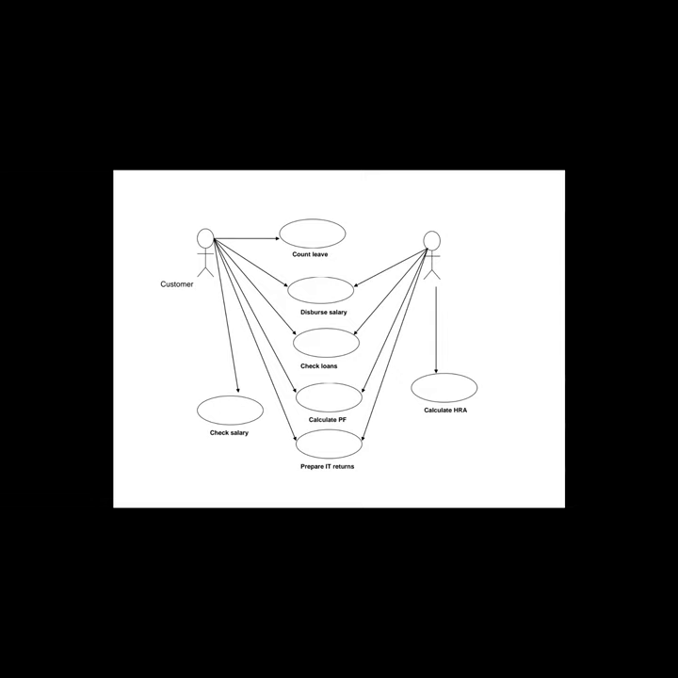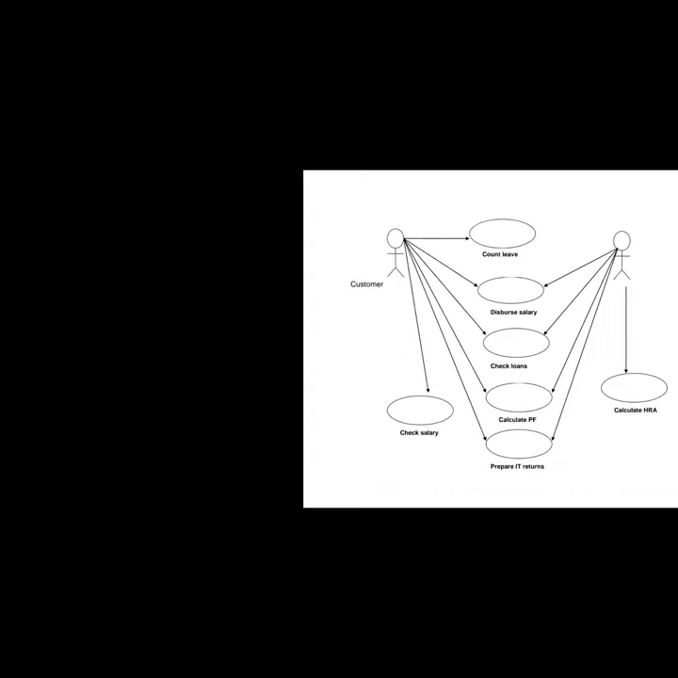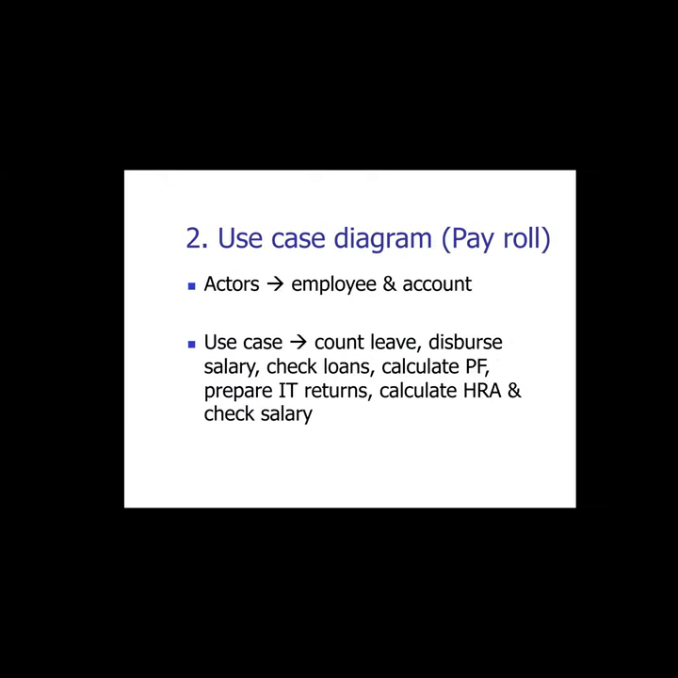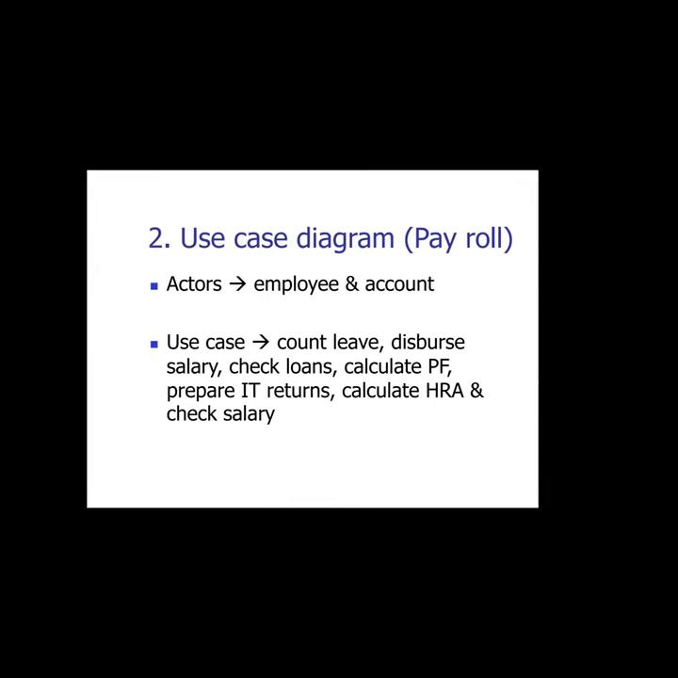The HR person or the human resource manager, they will calculate the HRA. So these are the functions accessible to the customer. These are the functions accessible to the accountant or auditor. So like that, names should be written inside the oval symbol, or it can be written outside the oval symbol also, and we can use the labels also.